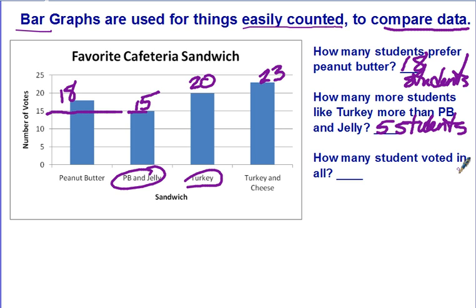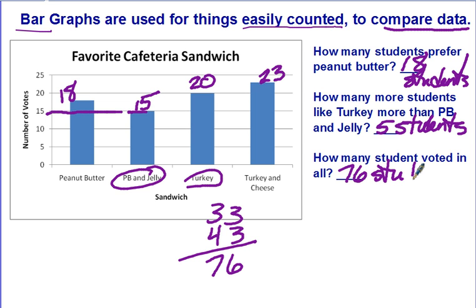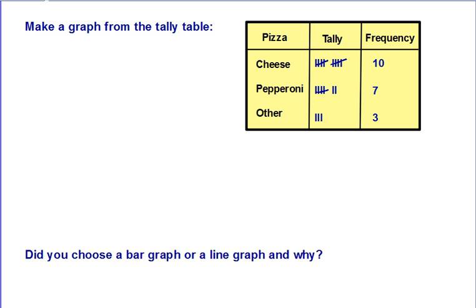How many students voted in all? So in this case, you would have to add them up. 18 and 15 would be 33. 20 and 23 would be 43. So 76 students voted in all. Now to make your own bar graph, let's try one.